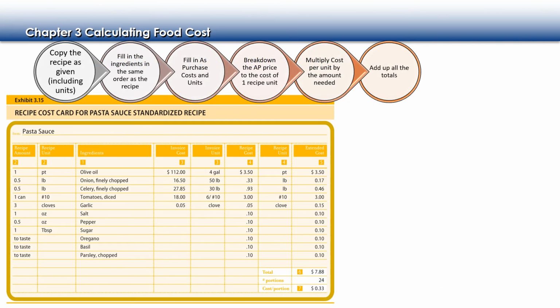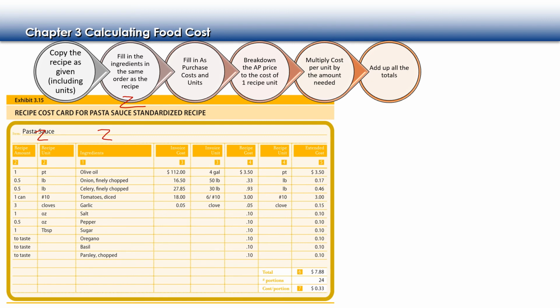So now let's look. We're going to copy the recipe as given. So that was the previous page, right? And we're going to do it in the exact same order as the recipe. So here's step number 2, and we're going to copy it in the exact order of the recipe. That way we don't miss any ingredients, okay?